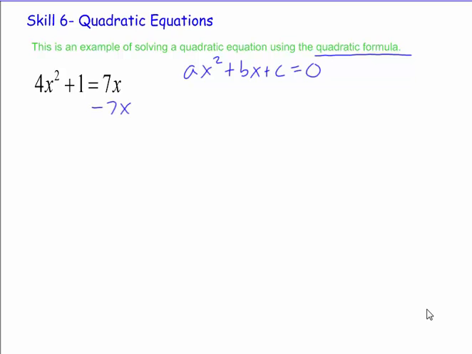So we're going to subtract 7x from both sides. So put 4x squared. Then the next one should be minus 7x. Remember that x should come next. Plus 1 is equal to 0.